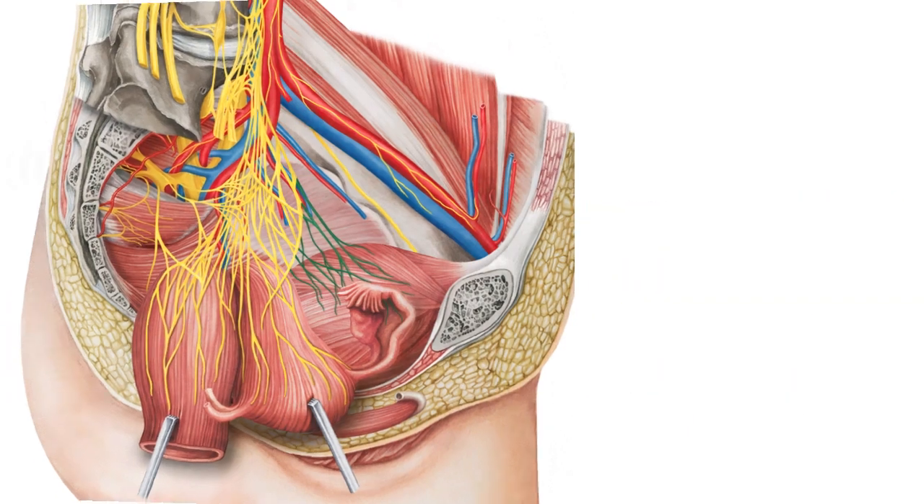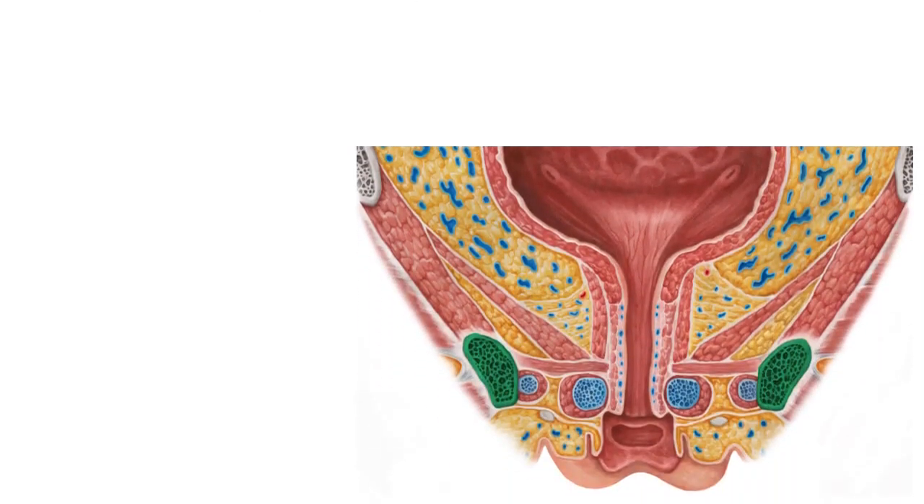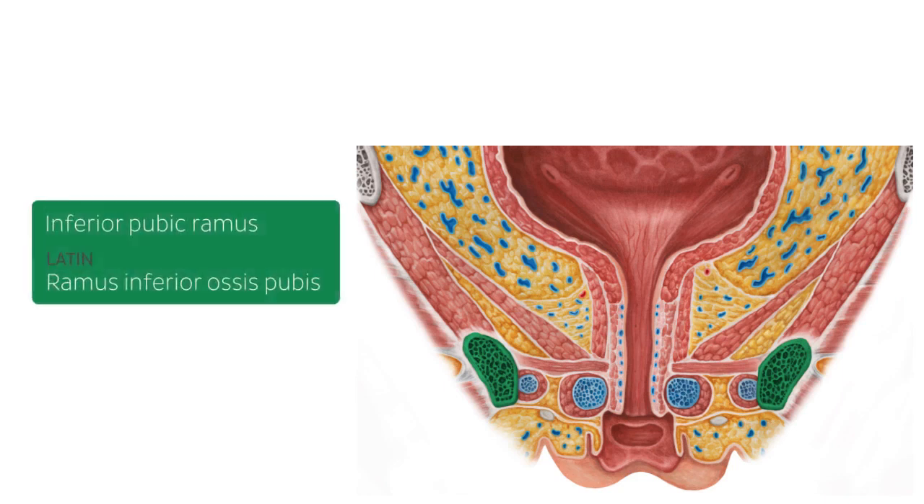Now, just a few structures that we still see here on the coronal section of the bladder, just for a bit of understanding what's happening here around the urinary bladder. Now we're looking at the inferior pubic ramus. This is the only part that you see here highlighted in green, which is a thin and flat part of the pubic bone that merges with the inferior ramus of the ischium.